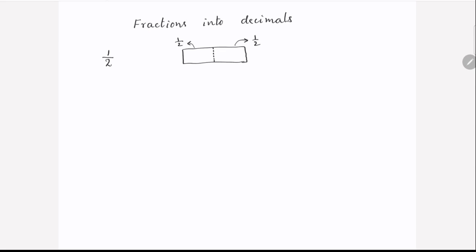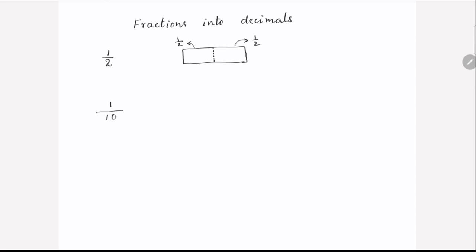Now, in decimals, one thing we always do is divide a whole always into 10 equal parts. So the fraction equivalent of a decimal ideally should have 10 in the denominator. And suppose we take one of these 10 parts. How do we show this? 1 out of 10 parts.